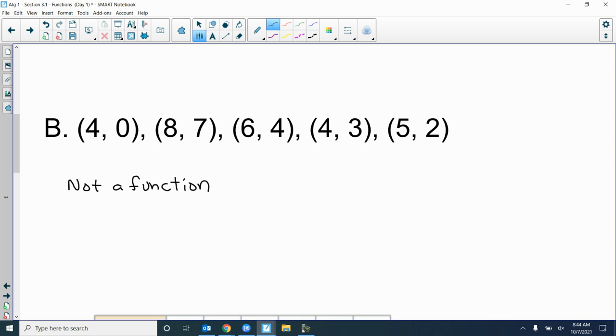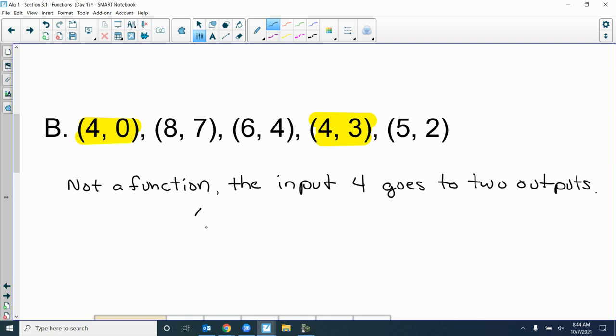Maybe our classes got something. Zach, why is this not a function? Because there's 2 4s as inputs. Good. There's 2 4s as input. Highlight these, circle these, whatever you need to do to bring those to attention. If one input goes to a 0, that same input cannot go to a different number. So it's not a function. The input 4 goes to 2 outputs. Another way you can word that is because we have 4, 0 and 4, 3. So that means it's not a function. If you get one input that goes to 2 different outputs, then not a function.